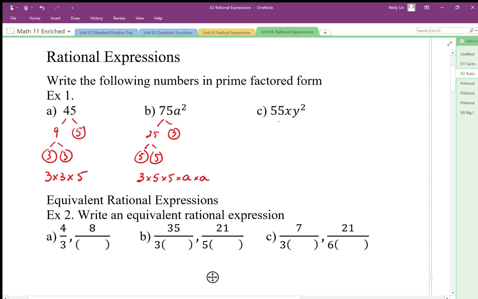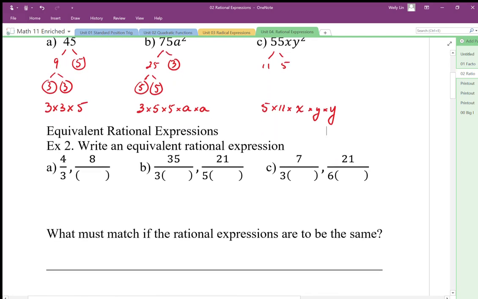Here 55 can be written as 11 times 5. And then we can write this as 5 times 11 times an x times y times y. Okay, so again, in this case there are going to be again 5 factors involved here.